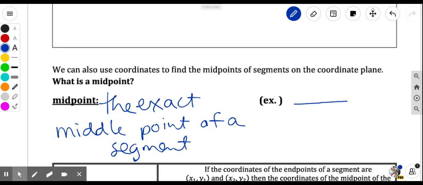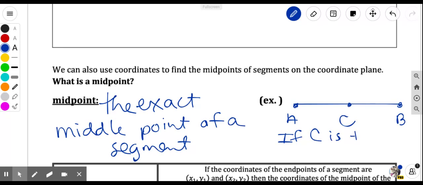Okay, so to show you an example, say we have this segment A, B, and then say we have a C in the middle. If I said C is the midpoint, I'm going to put MP to abbreviate, then that would mean that AC is congruent to CB. So I could mark them as equal to each other. So like I said before, if AB was 10 centimeters, then AC would be 5 and CB would be 5.